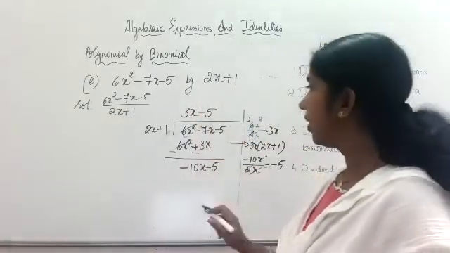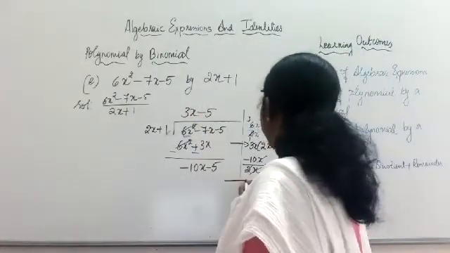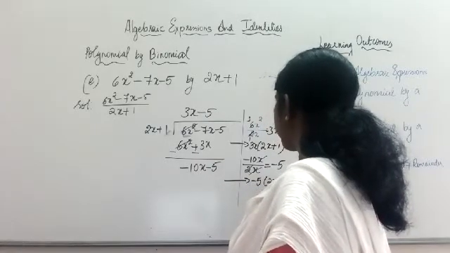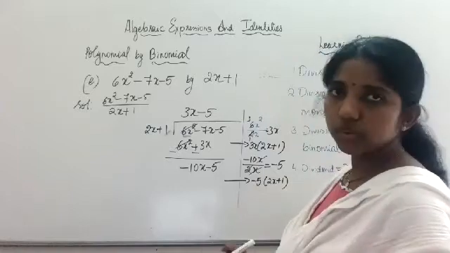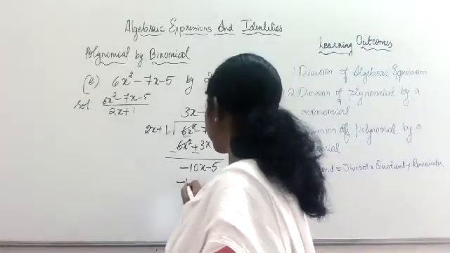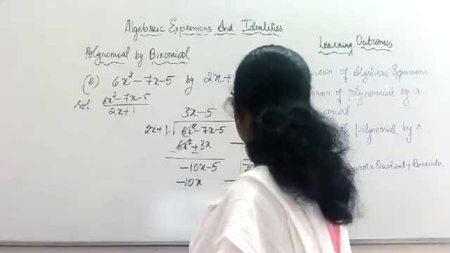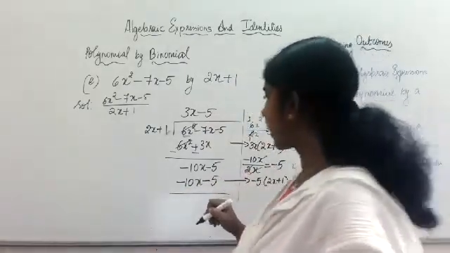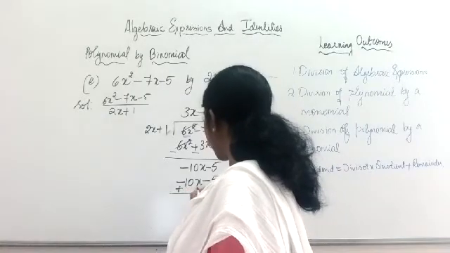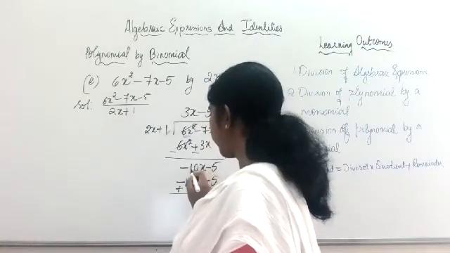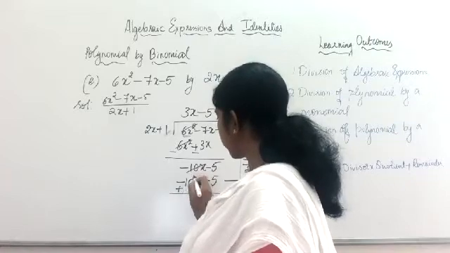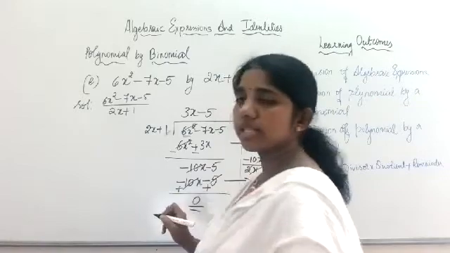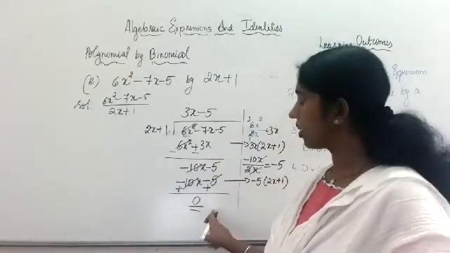Now we multiply minus 1 with the divisor, which gives minus 2x minus 1... Minus 10x and minus 5 again we have to subtract. Minus 10x plus 10x is 0, minus 5 plus 5 is 0. So the answer is 0. Those both get cancelled. So your remainder is 0.